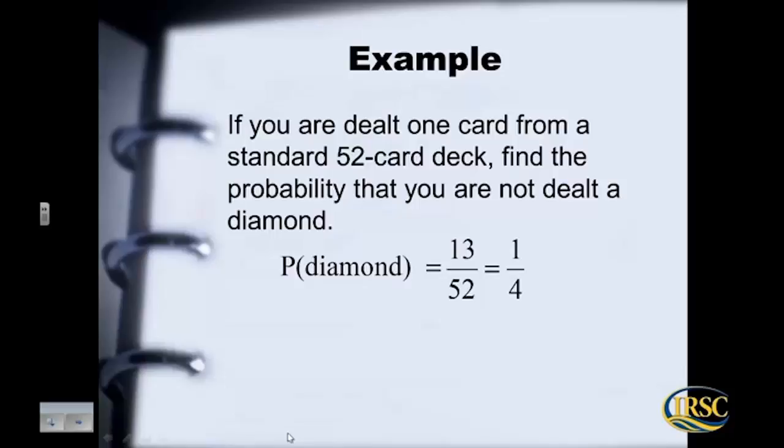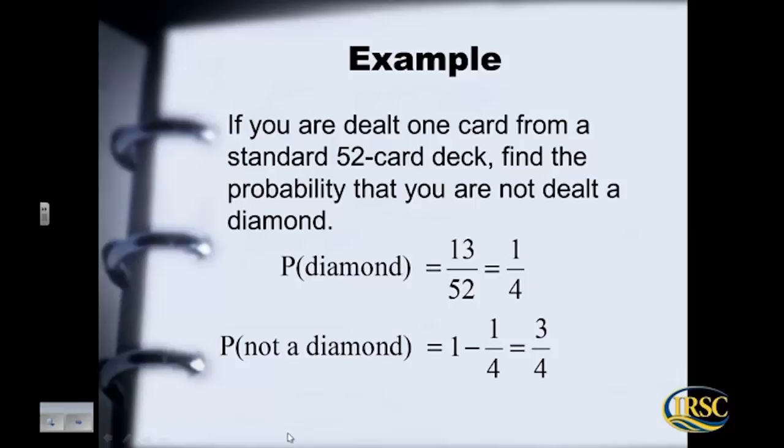So then the probability that you don't get a diamond, all you have to do is take 1/4 away from 1. So 1 minus 1/4 would be 3/4. So again, you don't have to necessarily do it this way, because you could figure out how many cards are not diamonds, but it's probably a lot easier to think about the fact that there are 13 diamonds than to add up all those other groups of numbers. So your probability here is 3/4.